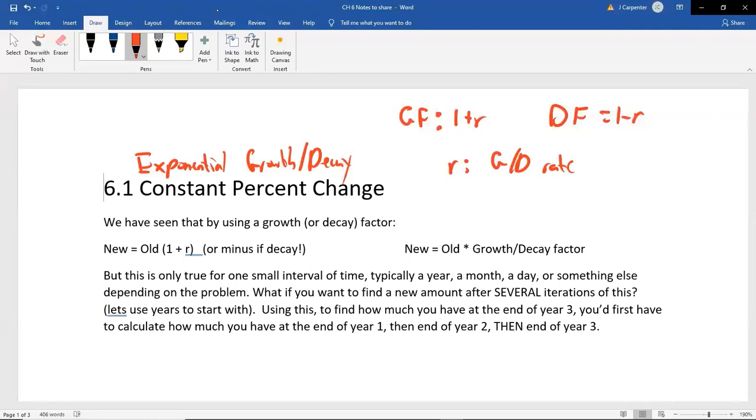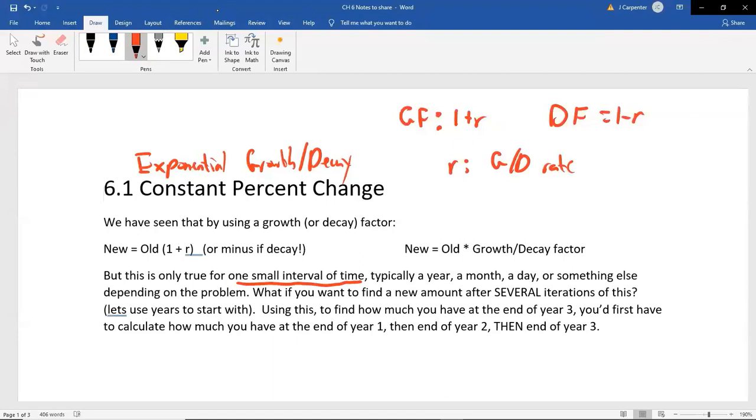But all of that was only true for one small interval of time, typically a year, a month, or day, or whatever, depending on the problem. The problem has to tell you if you're growing at an annual rate or a periodic rate of a month or a day or a quarter or anything like that. And we will see both of these types of problems.